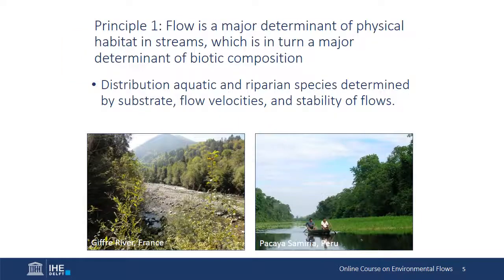The variability of flow in magnitude, frequency, duration, and rate of change influences the substrates available to plant species and the level of disturbance species must be able to tolerate. The photo on the left is of the Giffre River in the French Alps. This is a mountain river with a high disturbance regime caused by rapidly changing flow levels and floods.